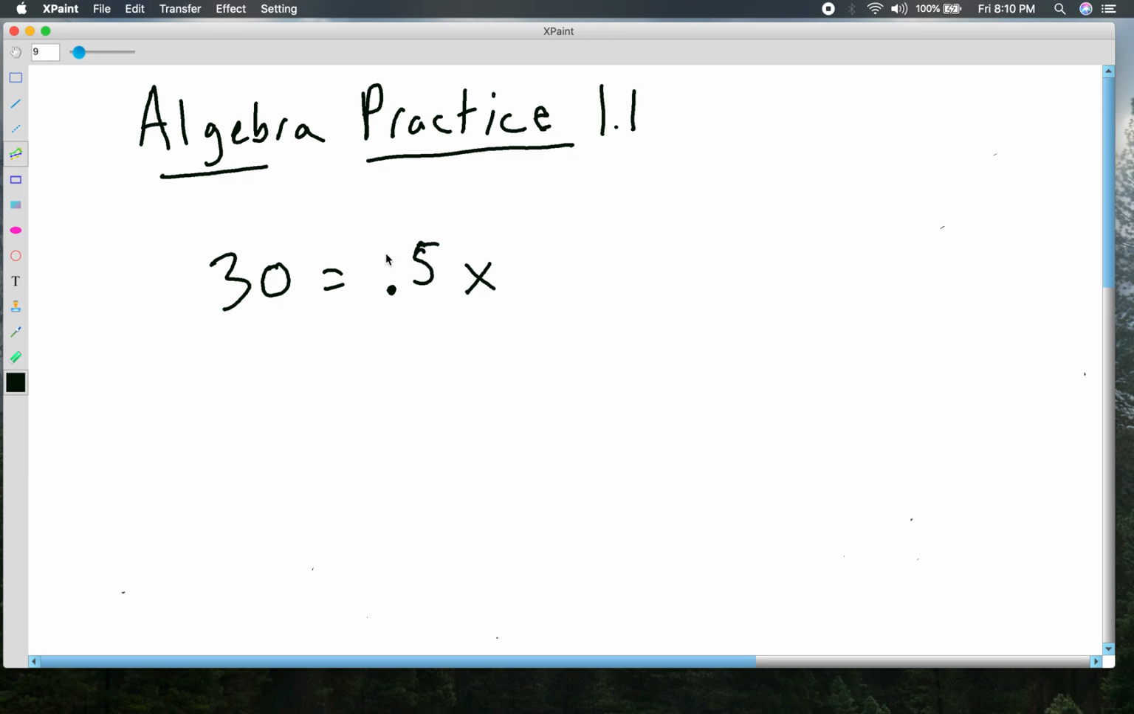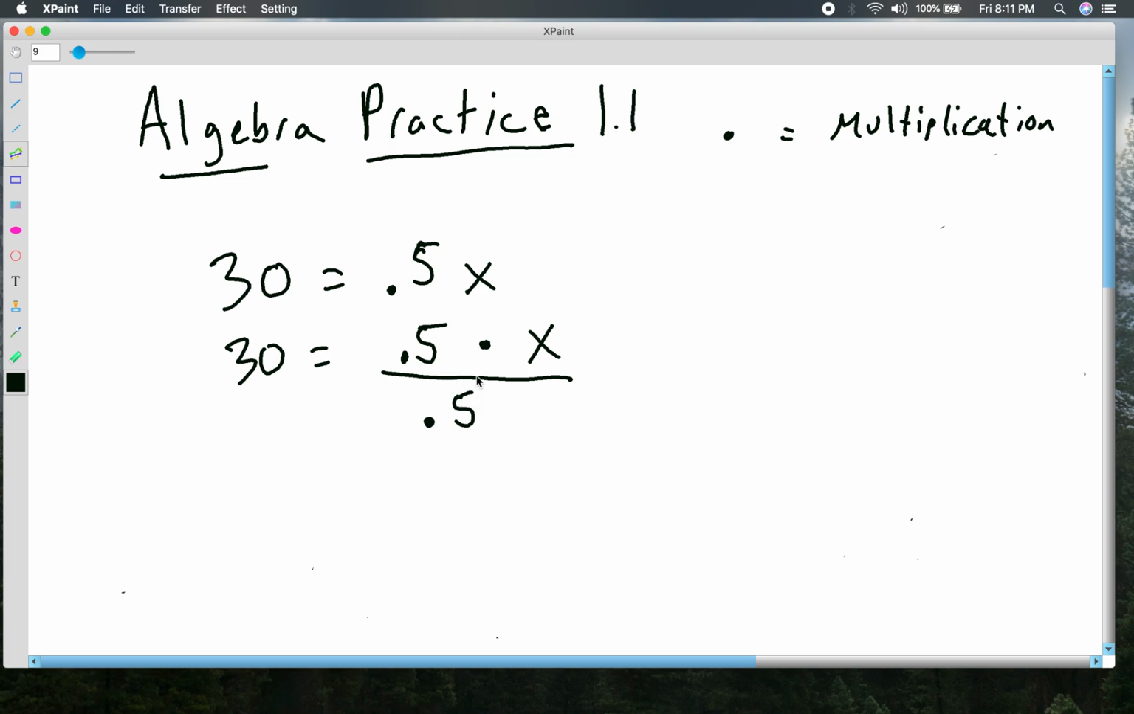All right, so we need to isolate x, which means we need to remember that this is 30 equals 0.5 times x. Remember, this is our little multiplication symbol. I don't want to use x because I've got my variable x. It's confusing. So 0.5 times x divided by 0.5. Any number divided by itself is, in fact, 1. x equals 30 divided by 0.5.